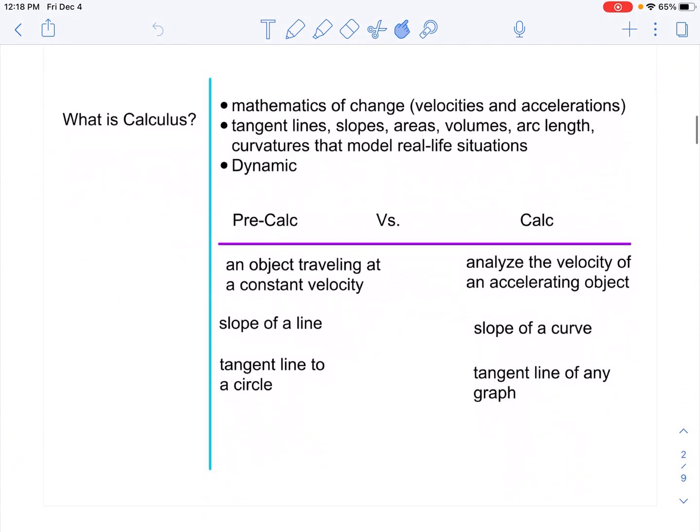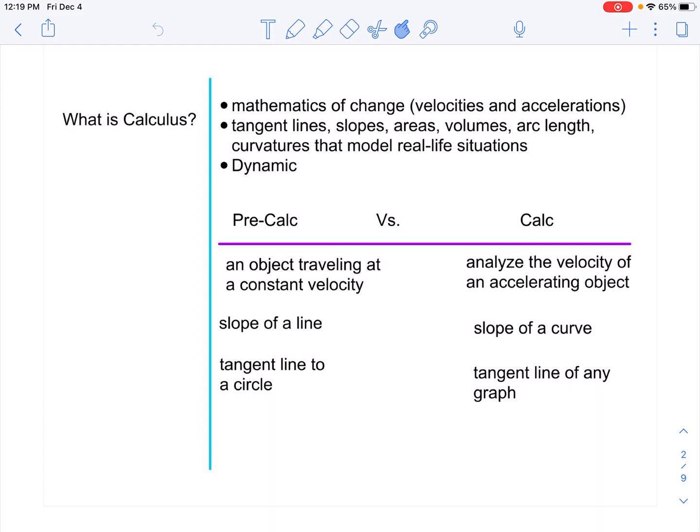So what is calculus? It's the mathematics of change, velocities, accelerations. We have tangent lines, slopes, areas, volumes, arc length, curvatures that model real-life situations. Anything that's dynamic, anything that's changing. In pre-calculus, we were able to calculate an object traveling at a constant speed. And in calculus, we can analyze the velocity of an accelerating object or a decelerating object.